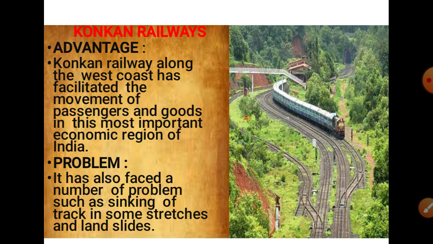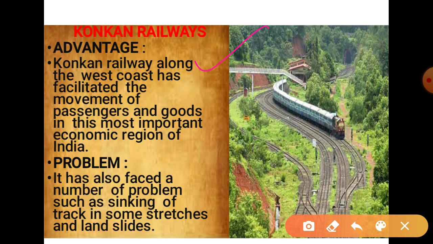But in all these things, the Konkan railway provided many facilities. Now we will see the advantages of the Konkan railway. The Konkan railway along the western coast has facilitated the movement of passengers as well as goods in the important economic region of India, the Konkan area, the entire area of the Western Ghats, which is a high altitude area. Due to the Konkan railway, many things were facilitated, and it also improved the economic condition and economic growth.